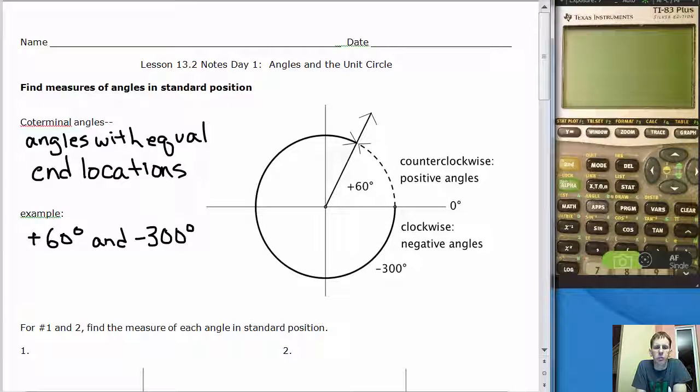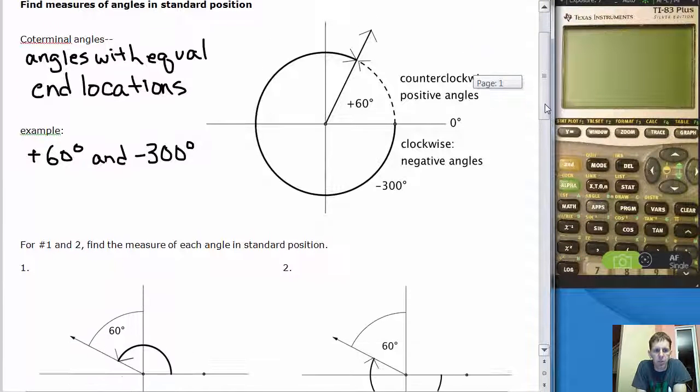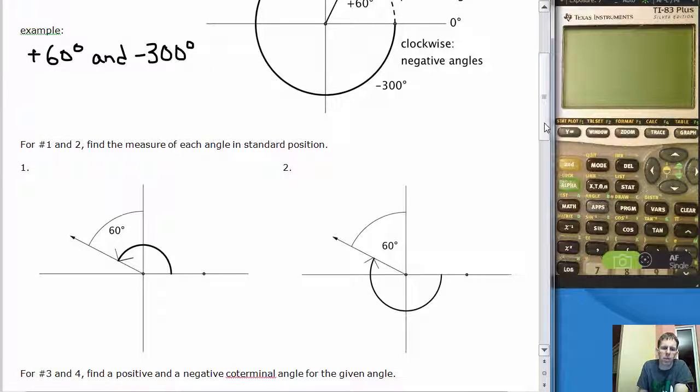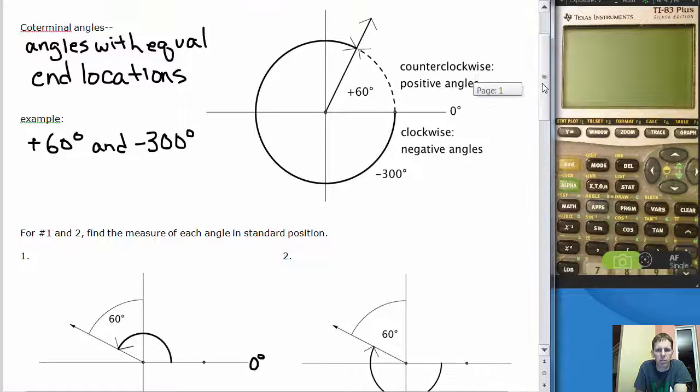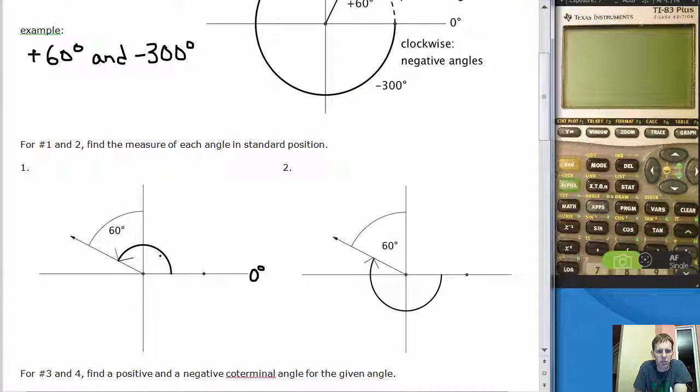Now what we're going to do next is we're going to take a look at problems 1 and 2 below, and we're going to find the measure of angles in standard position. You'll notice in problem number 1 we have a 60 degree angle that's formed by this vertical axis as well as this ray that's shooting out here. Now when we measure an angle in standard position, we always start at our 0, which is this horizontal right here. And we're measuring this arc, which is going in a counterclockwise direction. Now you may recall, if we're going in a counterclockwise direction, this is going to be a positive angle that we're going to measure. So how many degrees is this angle?